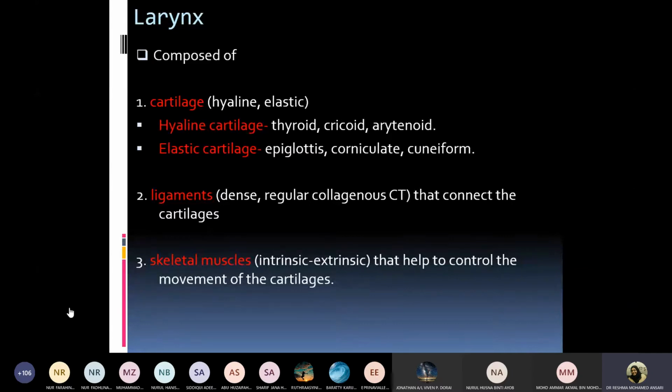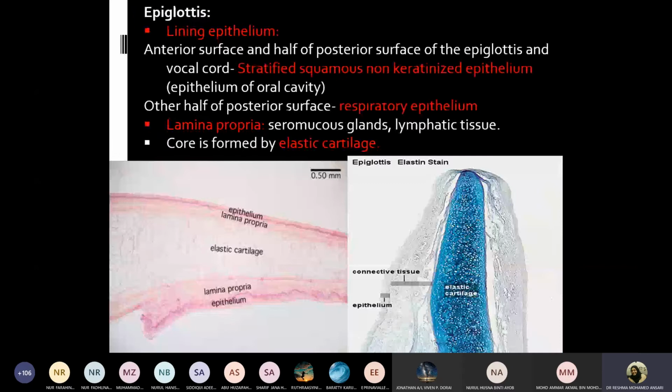So the next would be the larynx. Larynx is otherwise called the voice box. It is made up of mainly a lot of cartilages, hyaline and elastic cartilage. It is made up of ligaments that connect the cartilage and skeletal muscles that help move the cartilages. For the larynx, we are going to discuss only the epiglottis. I'm not going to go into thyroid cartilage, cuneiform, cricoid, arytenoid, no. We are just going to see the structure of an epiglottis.